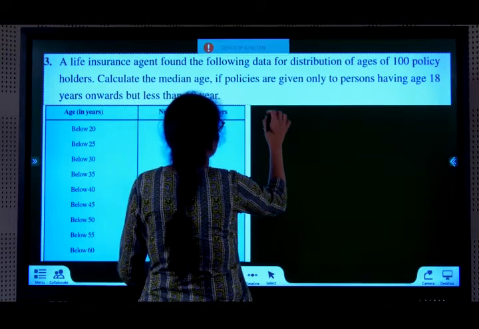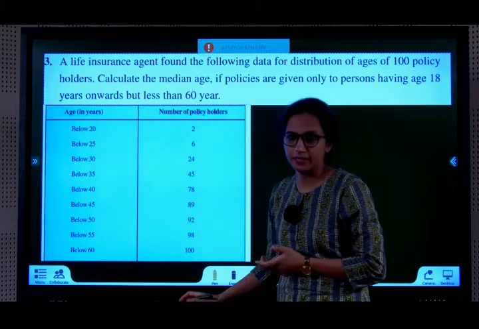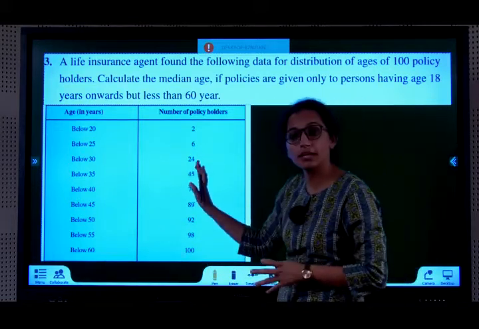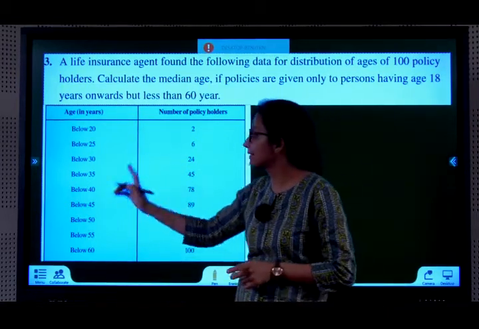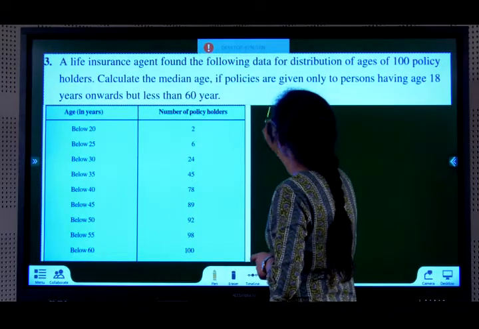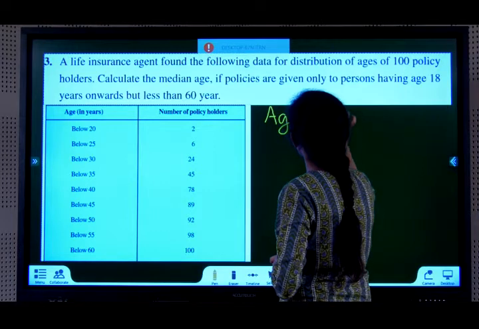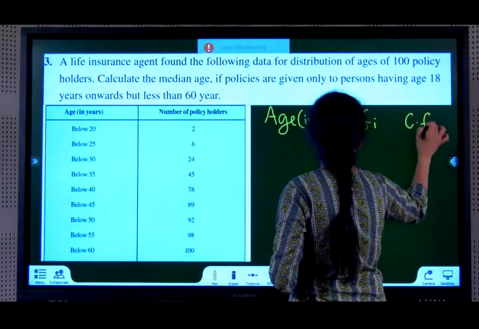So, they have given below 20, below means less than, correct? So, less than is given in the number of policy holders. So, is this frequency? No, it is cumulative frequency. Be careful because this is less than. So, you have to reform your table. Age in years, you need to find frequency, and cumulative frequency is given.